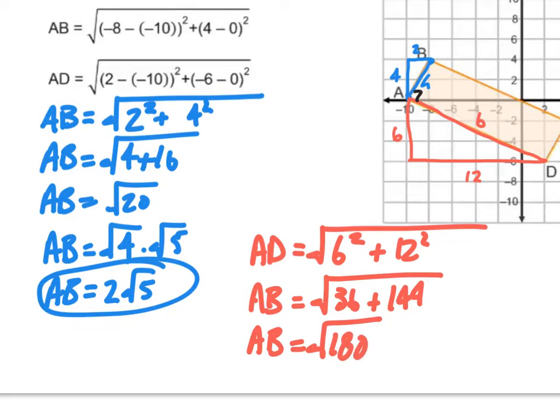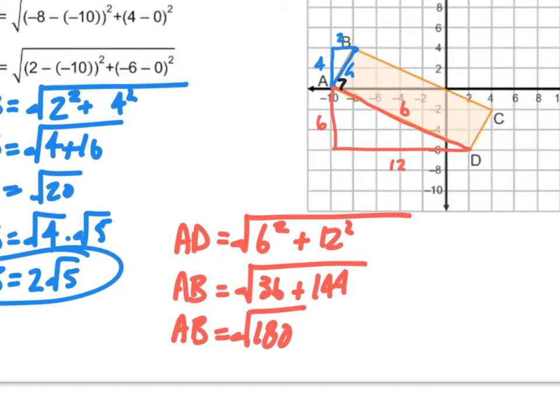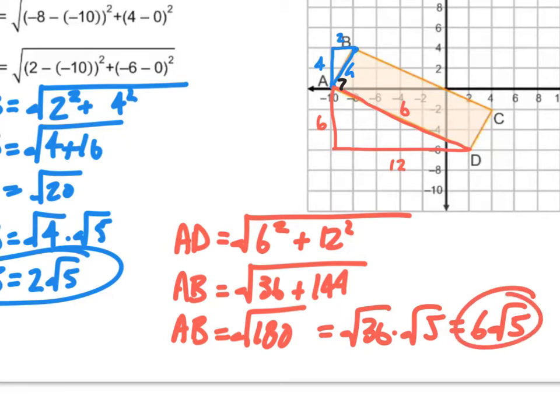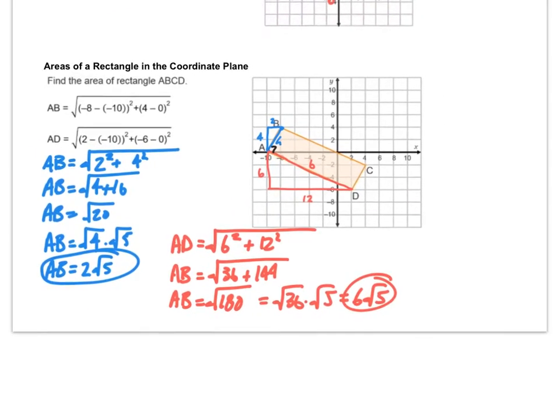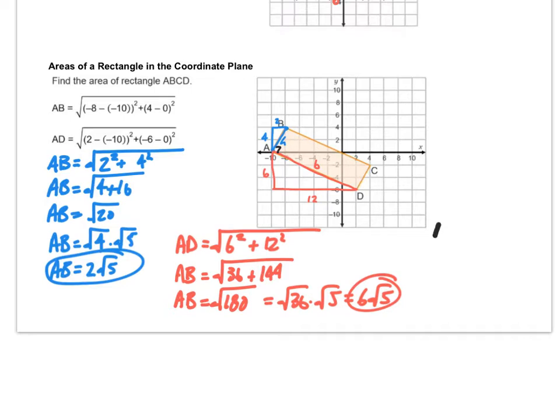All right, and then if I split this up, it's going to give me the square root of 36 times the square root of 5, and so that's going to give me 6 times the square root of 5. All right, and so that's that length for AB. Now, to find our area, we just want to multiply these two numbers together.